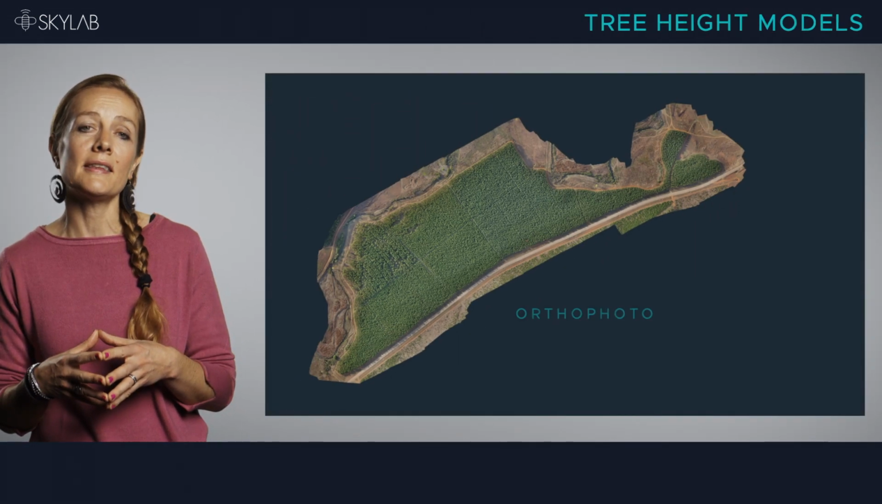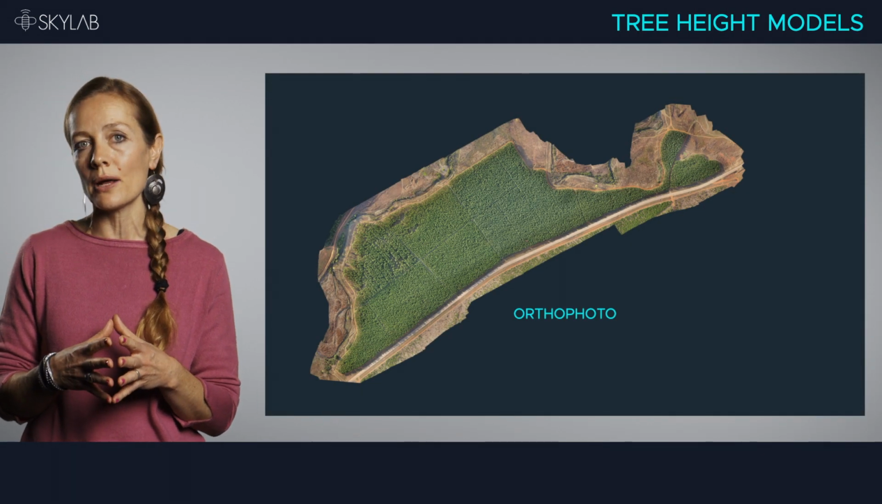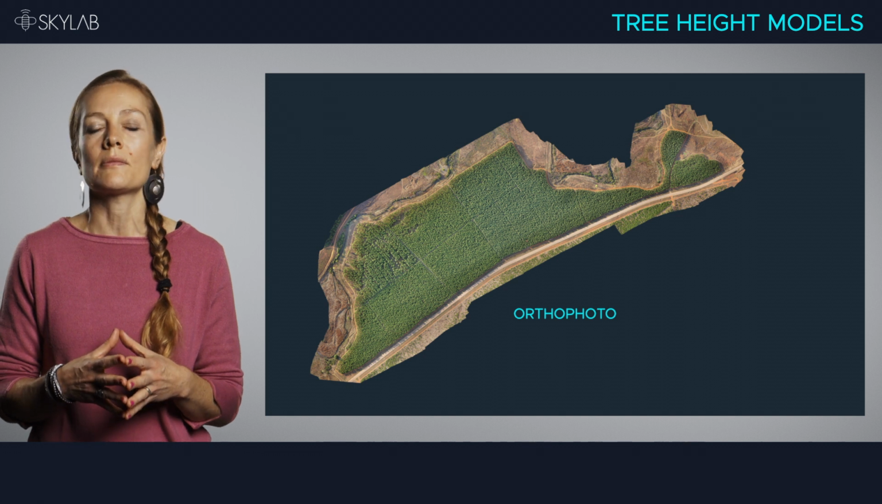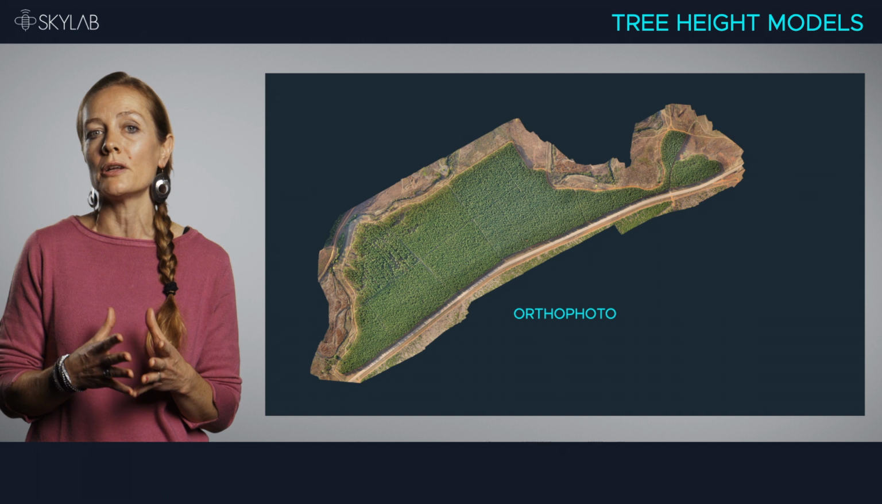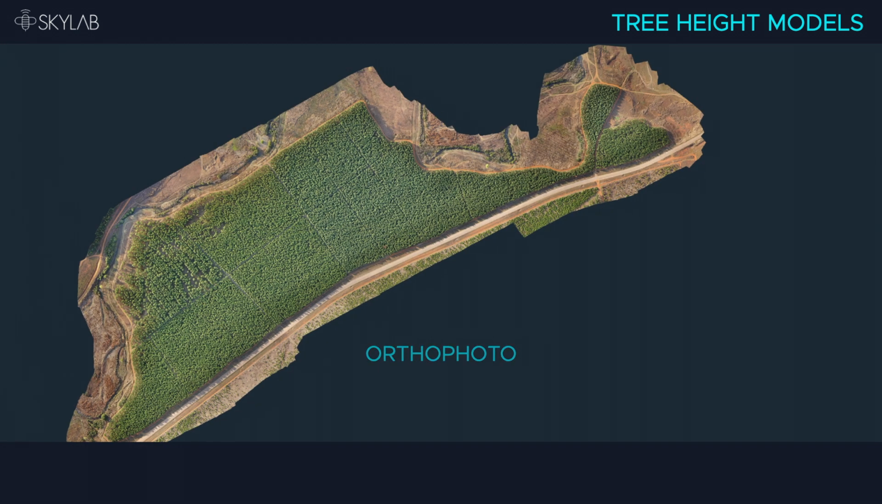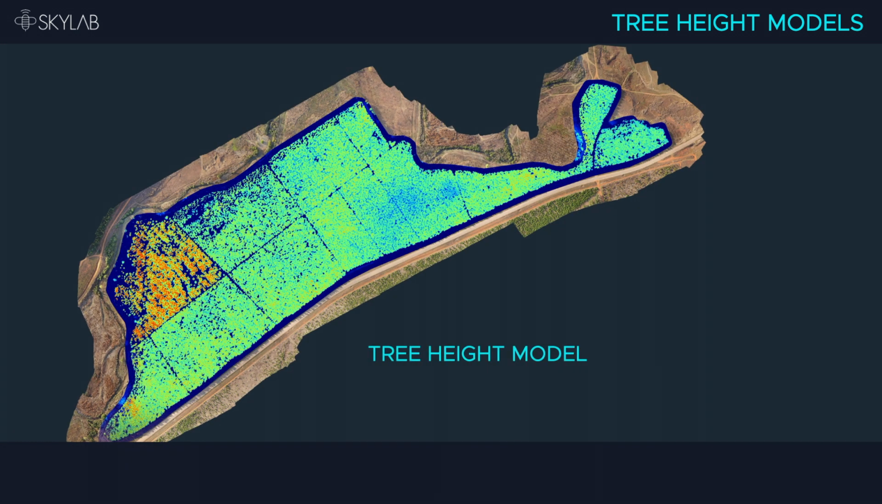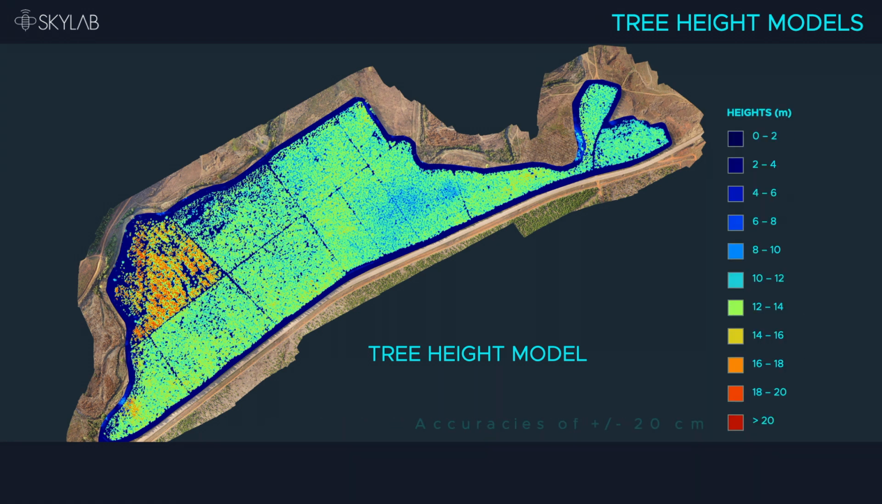Heights can be measured easily and accurately in stands where crowns do not overlap, so that's mostly conifers of course, but also some broadleaves such as poplar and eucalyptus. And we usually achieve accuracies of about plus or minus 20 centimetres, which is about 1 foot.